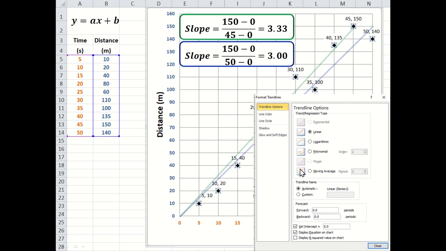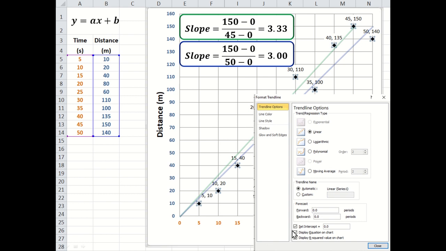We have different options for lines. It already defaulted to be a line, so linear, but it could have been an exponential relationship, logarithmic, polynomial, power, or a moving average. In this video, we're going to go back and look at exponential and power relationships. We're going to focus in on linear, power, and exponential.